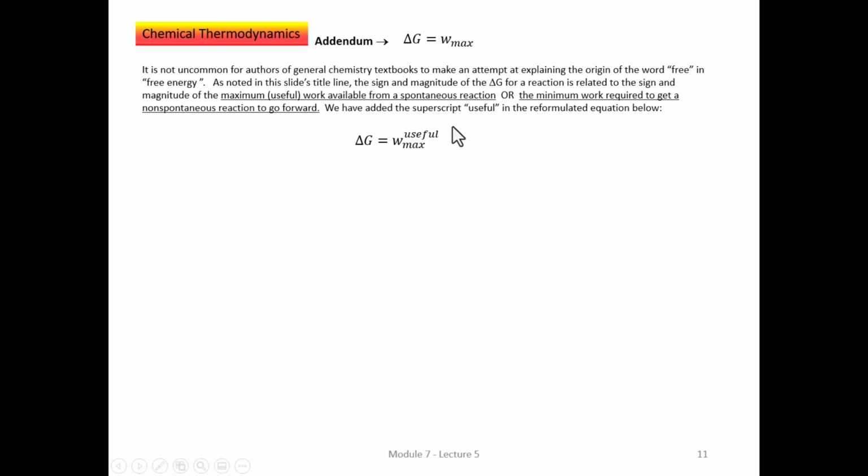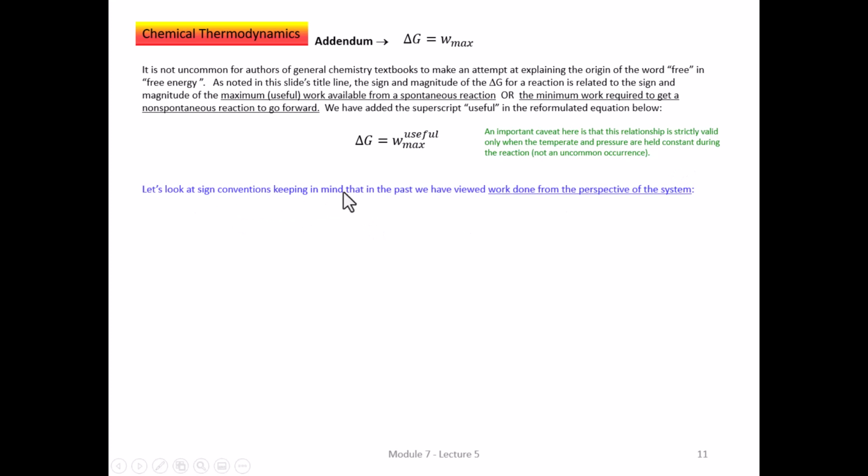So what I've done here is I've added the superscript useful and reformulated this relationship below that basically says that the free energy change for a reaction is equal to the maximum useful work that we think we can get out of a reaction, or it's the minimum work necessary to make a non-spontaneous reaction go. Well, an important caveat here is that this relationship is strictly valid only when the temperature and pressure are held constant during the reaction, and that's not an uncommon occurrence.